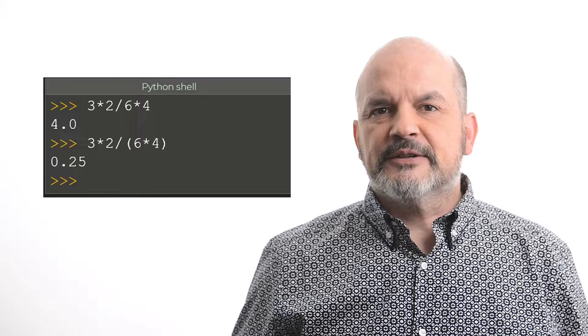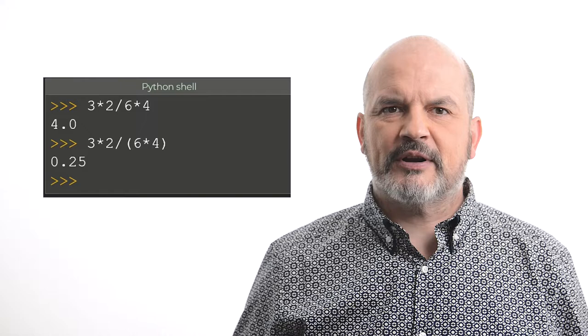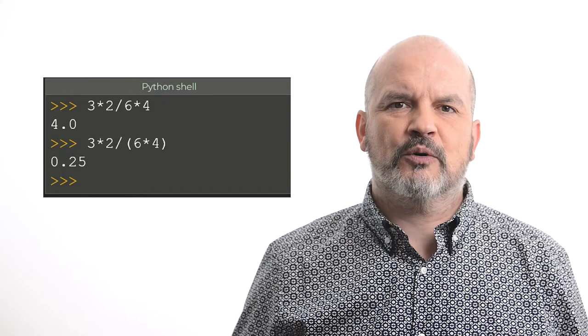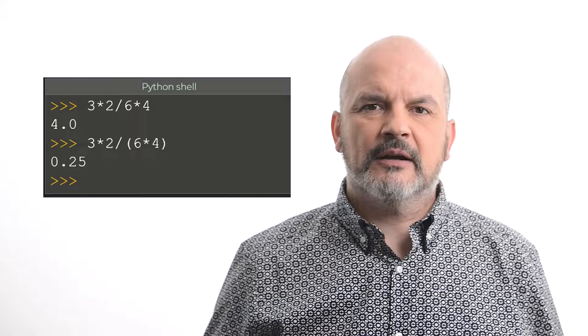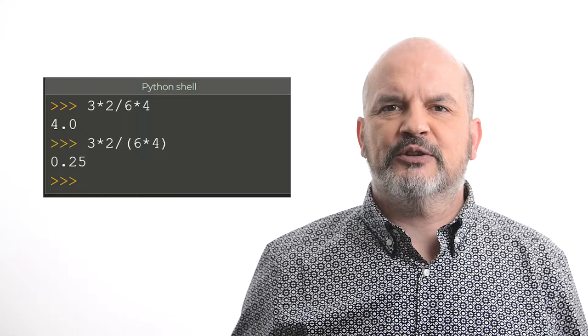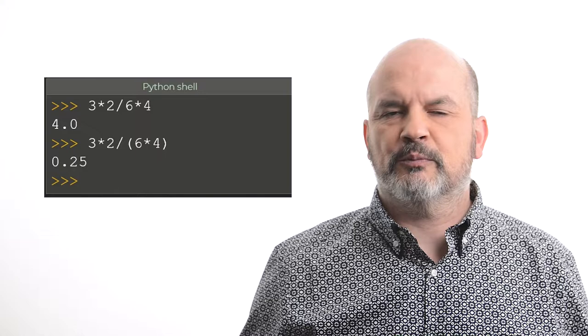Operators having the same precedence are evaluated from left to right. In the top expression, 3 times 2 is evaluated first. The result of the evaluation is 6. 6 is then divided by 6, giving a partial result of 1. Finally, the partial result is multiplied by 4, giving a total of 4. In the second expression, 3 times 2 is evaluated first, then the expression between brackets is evaluated to 24, which results in the final operation of 6 divided by 24, which is 0.25.